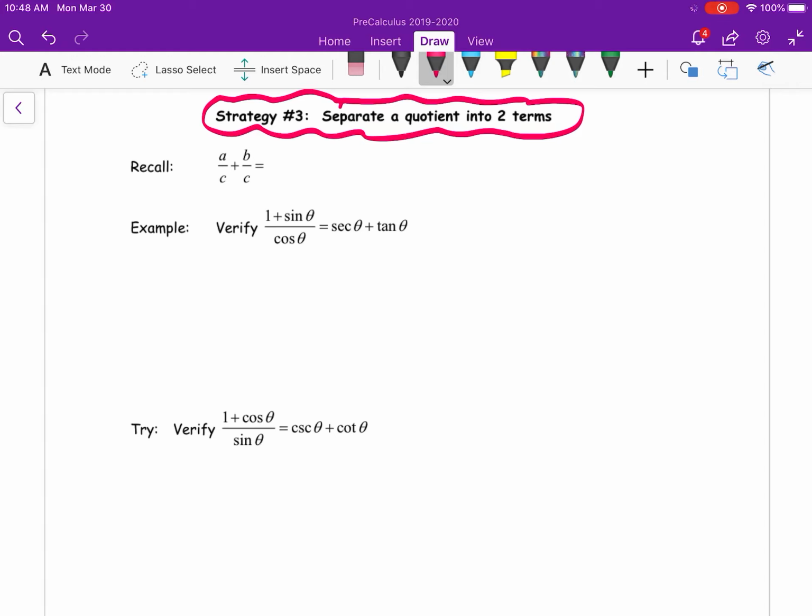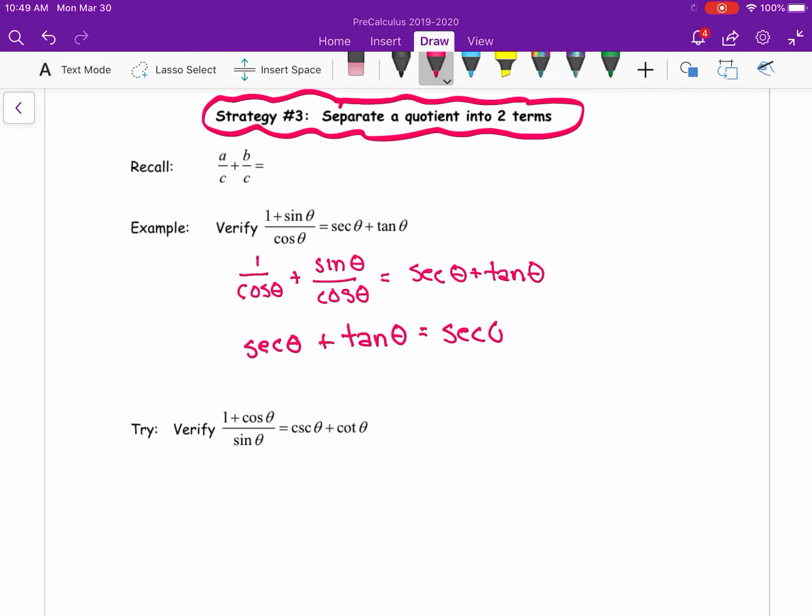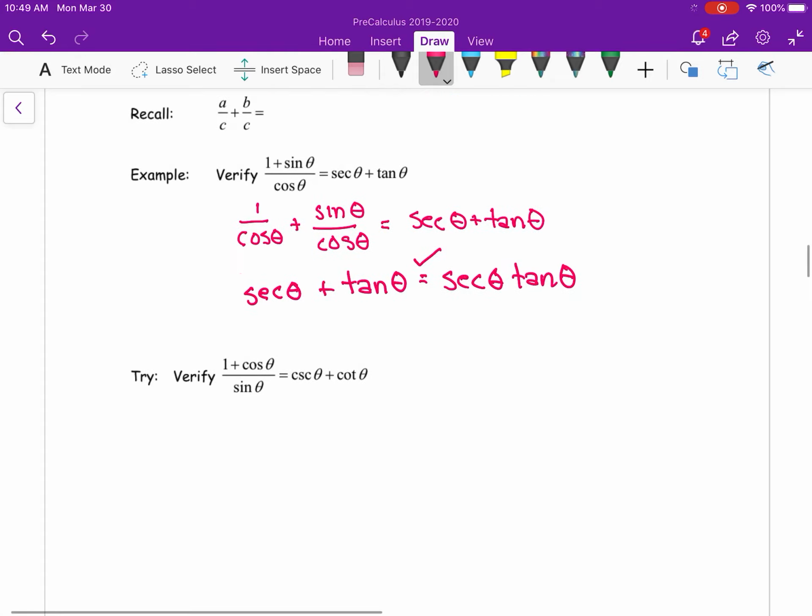In this example, we can recognize that 1 over cosine theta plus sine theta over cosine theta can be split into its common denominator parts. So that's pretty straightforward, just separating things into its common denominator. So 1 over cosine is secant theta, sine over cosine is tangent theta, and that does equal secant theta plus tangent theta. So that works out just fine.